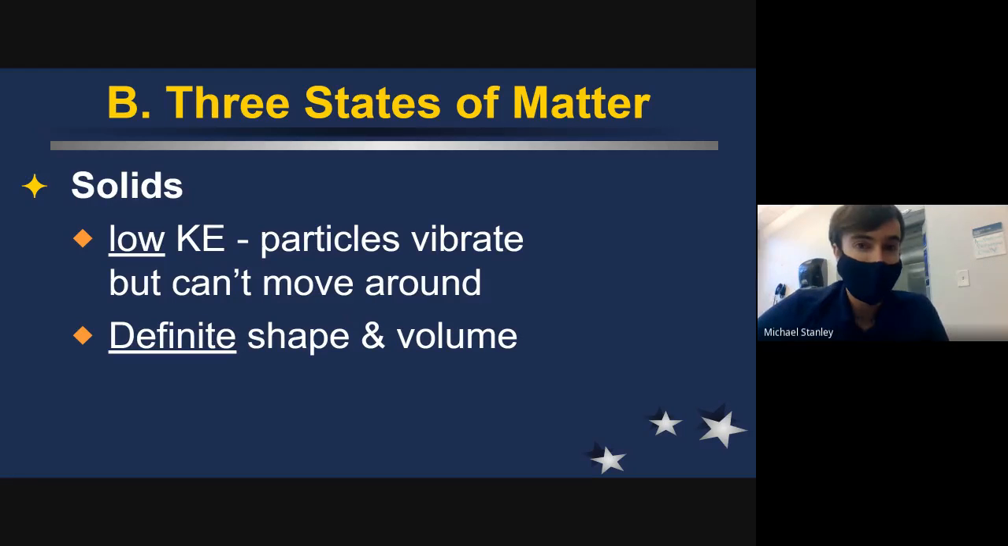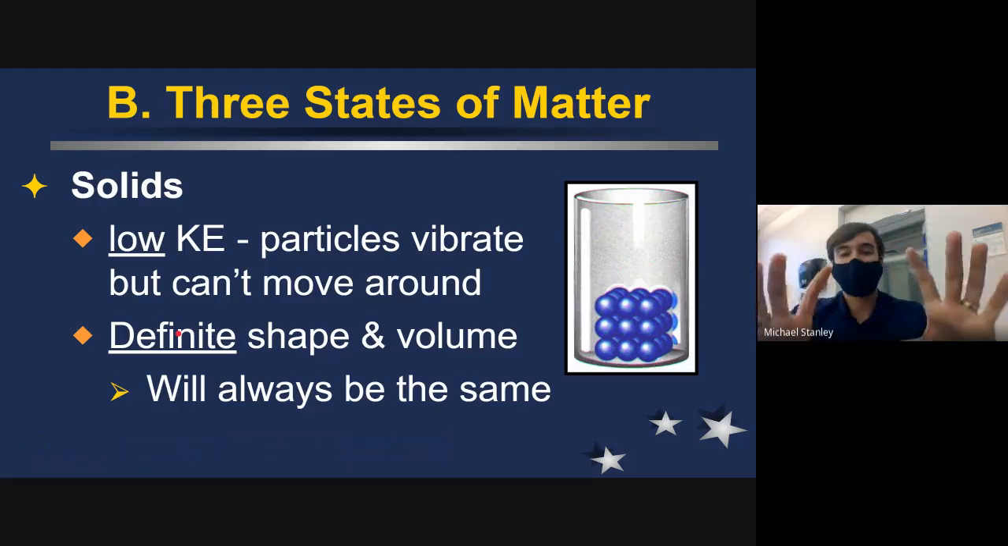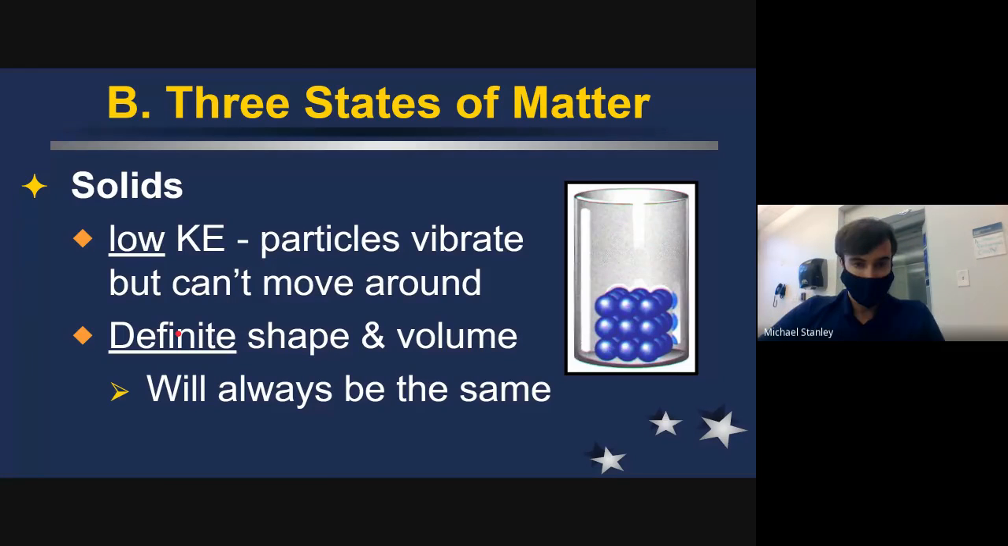Some of the major characteristics of solids is that they have what is called a definite shape and volume, meaning that the shape of your solid and how much space it takes up. So volume is just how much space something takes up, is definite, meaning that it is set, right? So it's always going to have the same shape and the same volume, no matter where you put it at, no matter where you move it to, right?